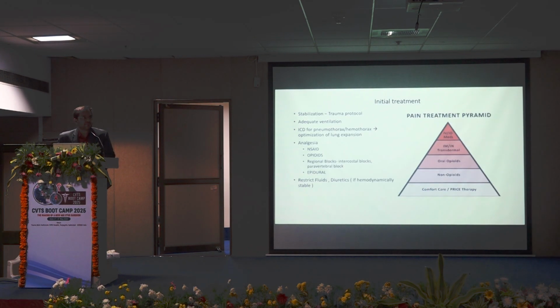Coming to the initial treatment of chest trauma, first we have to stabilize the vitals of the patient and give adequate ventilation. ICD insertion is done if required in cases like pneumothorax and hemothorax, for optimization of lung expansion. Pain management is very crucial in chest trauma, and usually we use NSAIDs and opioids. In severe cases we use intercostal blocks, paravertebral block, or epidural, and it is better to restrict fluids if the vitals are stable.